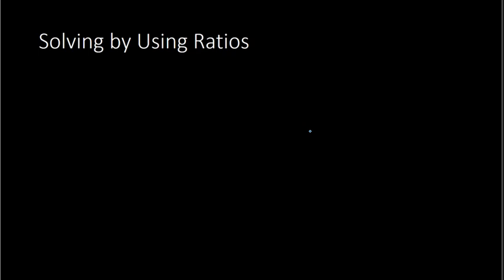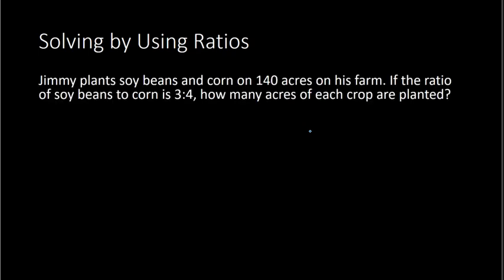Now ratios can also be useful for solving different word problems. For example, Jimmy plants soybeans and corn on 140 acres on his farm. If the ratio of soybeans to corn is 3 to 4, how many acres of each crop are planted?